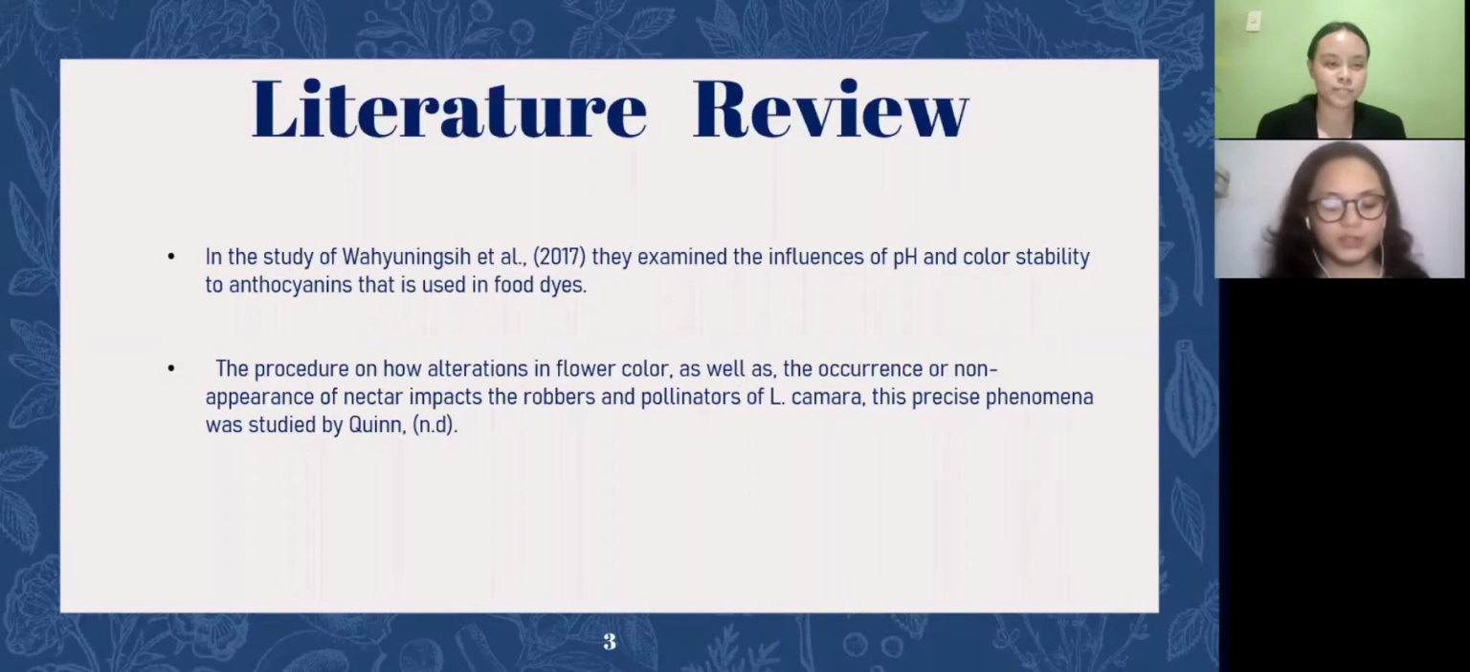For the second literature, the procedure and how alterations in flower color as well as the occurrence or non-appearance of nectar impacts the robbers and pollinators of Alcamara. This precise phenomenon was studied by Quinn and Lee. This research displayed how alterations in color affect the behavior of pollinators and robbers. The data acquired from this investigation proposes that the alteration serves a dual purpose of directing pollinators to rewarding flowers as well as reducing robbery, in the end maximizing pollination from indisputable pollinators and conceivably robbers.